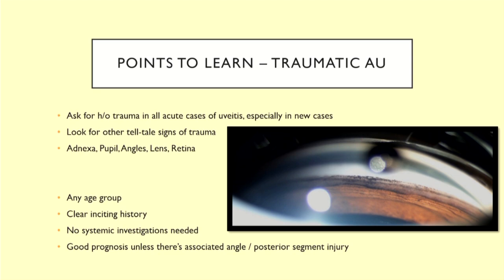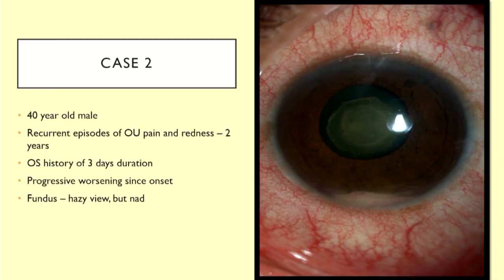So traumatic anterior uveitis can happen in any age group. It is self-limiting. A clear inciting history will be there. It is up to you to ask for it. And no systemic investigations are required.